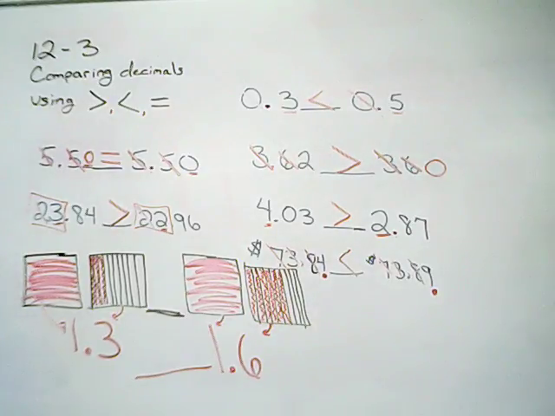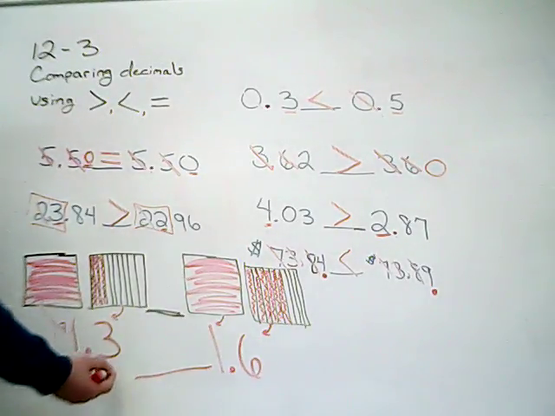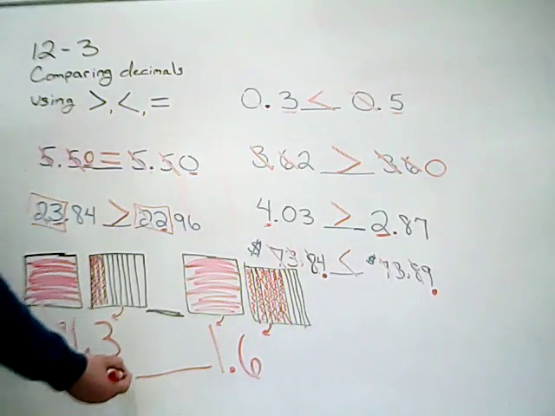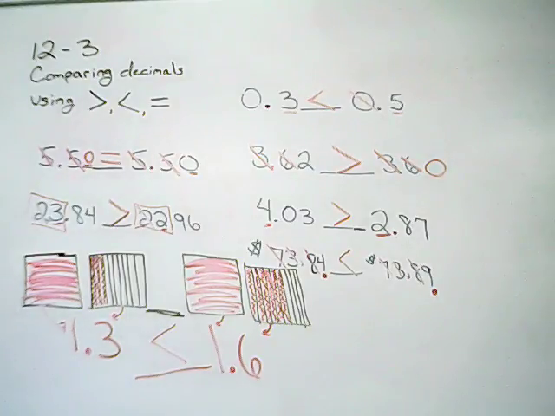And then you just go about doing your regular comparison. 1 and 1 are the same, decimal point, decimal point. 3 is less than 6. So I know that 1 and 3/10 is less than 1 and 6/10.